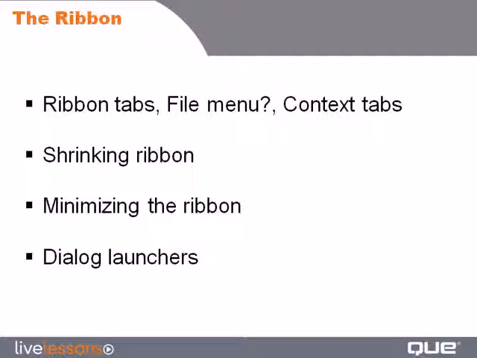In this lesson, we'll take a look at the brand new Excel 2007 interface known as the Ribbon. We'll understand the various tabs, where they hid the file menu, and the tabs that come and go in reaction to what you're doing. The Ribbon looks different at different screen resolutions. I'll show you how to minimize the Ribbon completely and how to get back to the old Excel 2003 style dialog boxes.